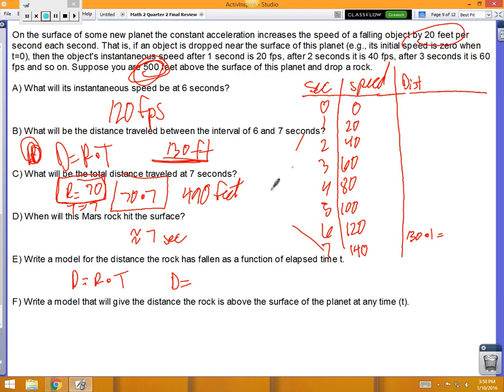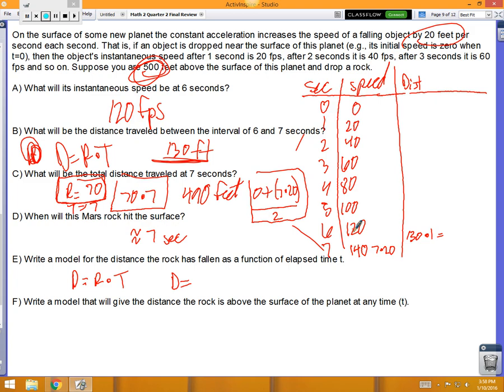So here's how we got 70. We took 0 plus 140, but how did we get 140? We got 140 because it was 7 seconds times 20, and that gave us the speed. And then we found the middle of those, so we added them up and divided by 2. So this is really how we got 70. So we took the speed, which is 140, but how did you get 140? You got 140 by taking the seconds times 20.